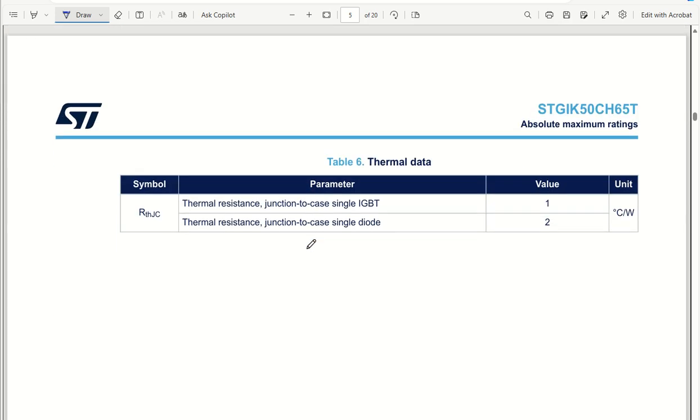So that's the understanding. Now we have thermal data. So thermal data is very good here. You can see thermal resistance junction to case on a single IGBT will be 1 degree centigrade per watt. For 1 watt of power dissipation, just 1 degree centigrade temperature rise will be there, and junction to case for a single diode will be 2 degree centigrade. So for IGBT it is 1 degree, and for diode it is 2 degree inside the IPM.